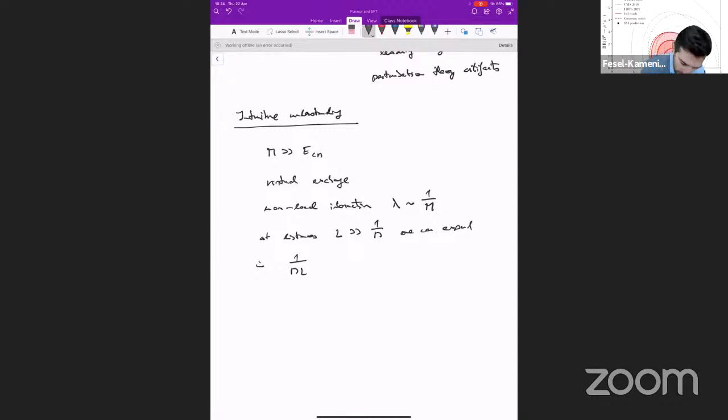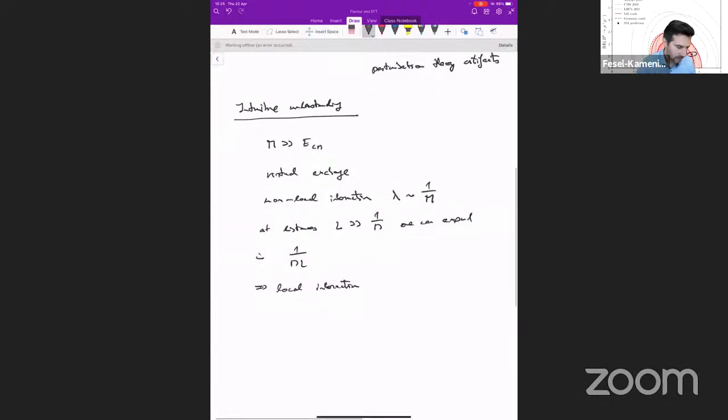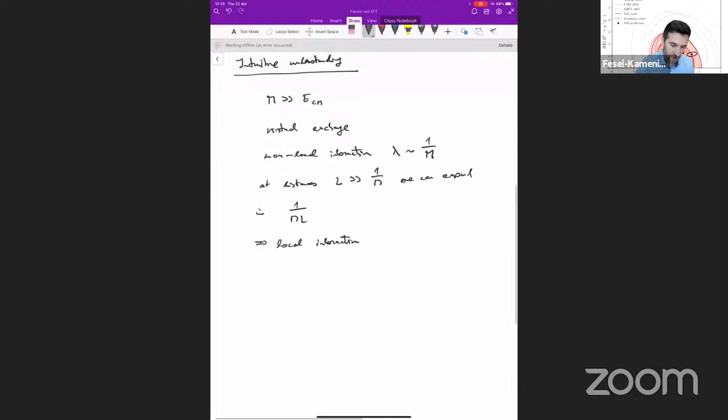And in this expansion, each term would now represent a local interaction. So what we've done is we've actually taken a non-local interaction and expanded it in an infinite series of local interactions. Later we'll see this is actually formally called operator product expansion, but let's continue with our intuitive understanding for the moment.